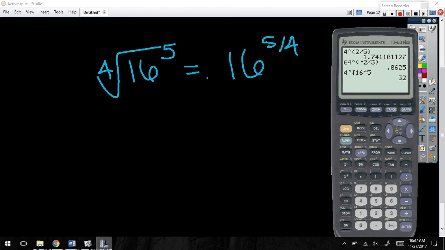So if my calculator won't do the root, or I can't remember how to do the root on my calculator, I could always come in and do 16 raised to the 5 over 4. Did you put the parentheses around it? And I got this same thing. Everyone look, it's the same thing because I've just changed the way it looks. So do it again. We'll do them all.